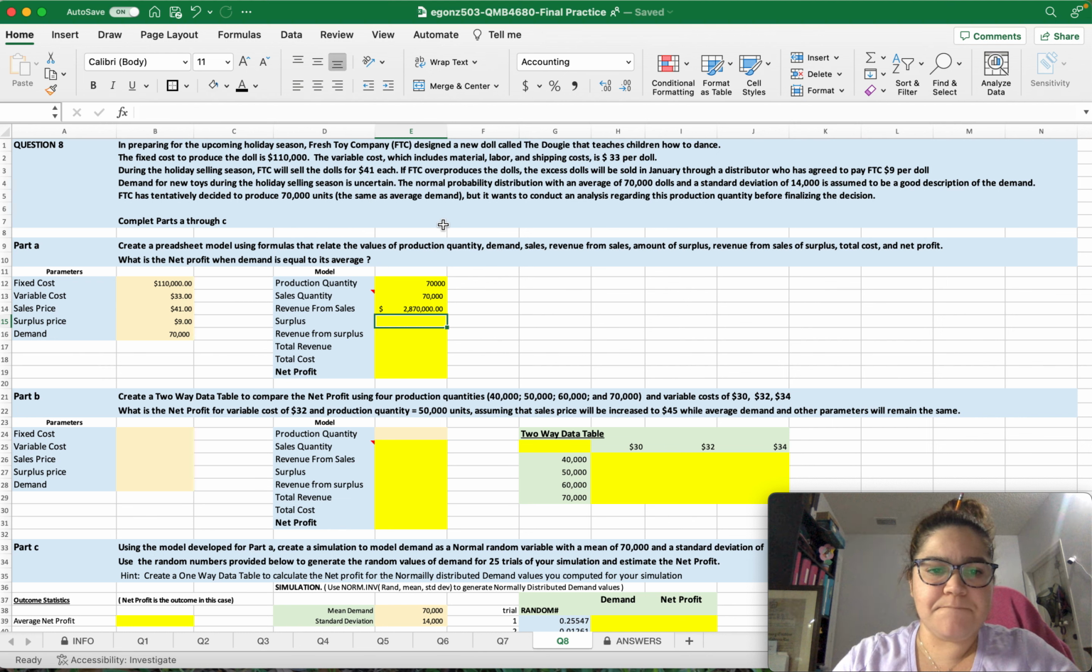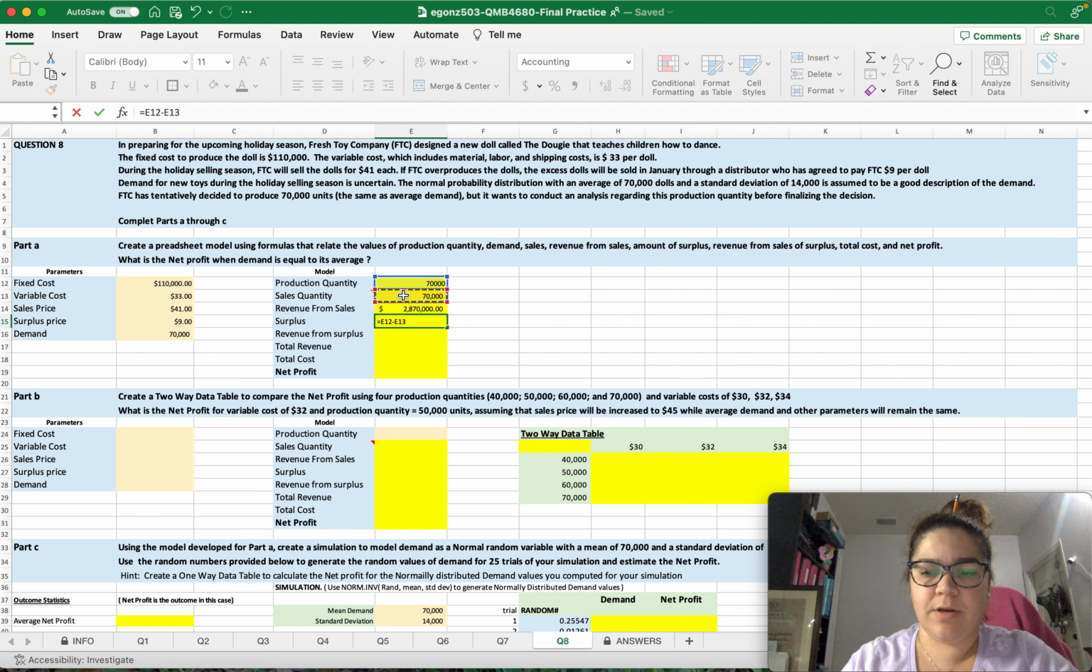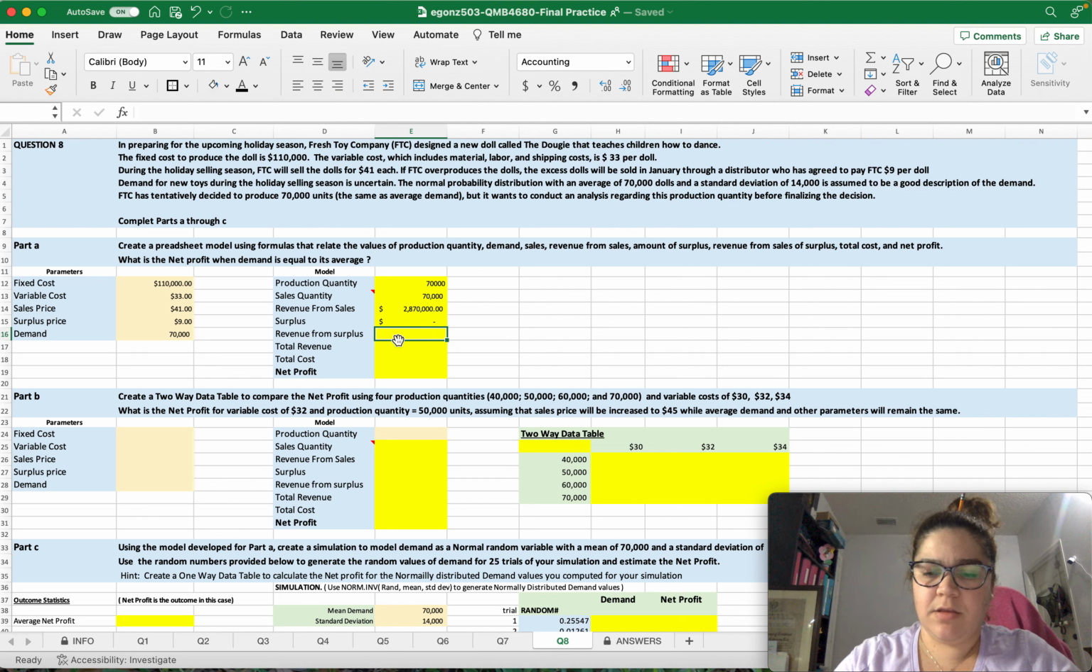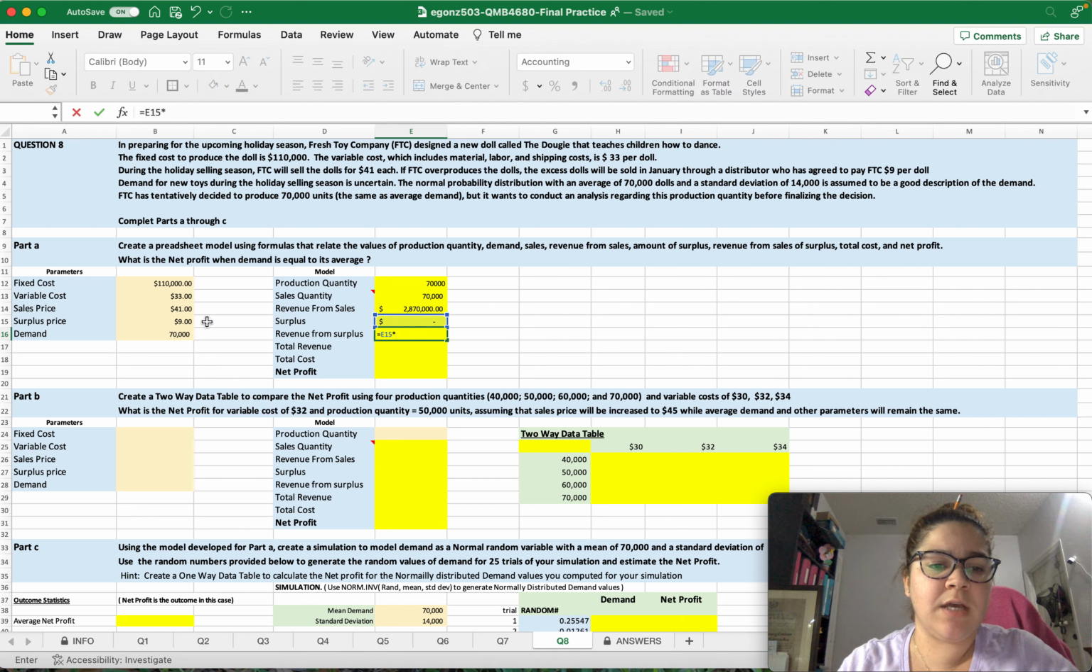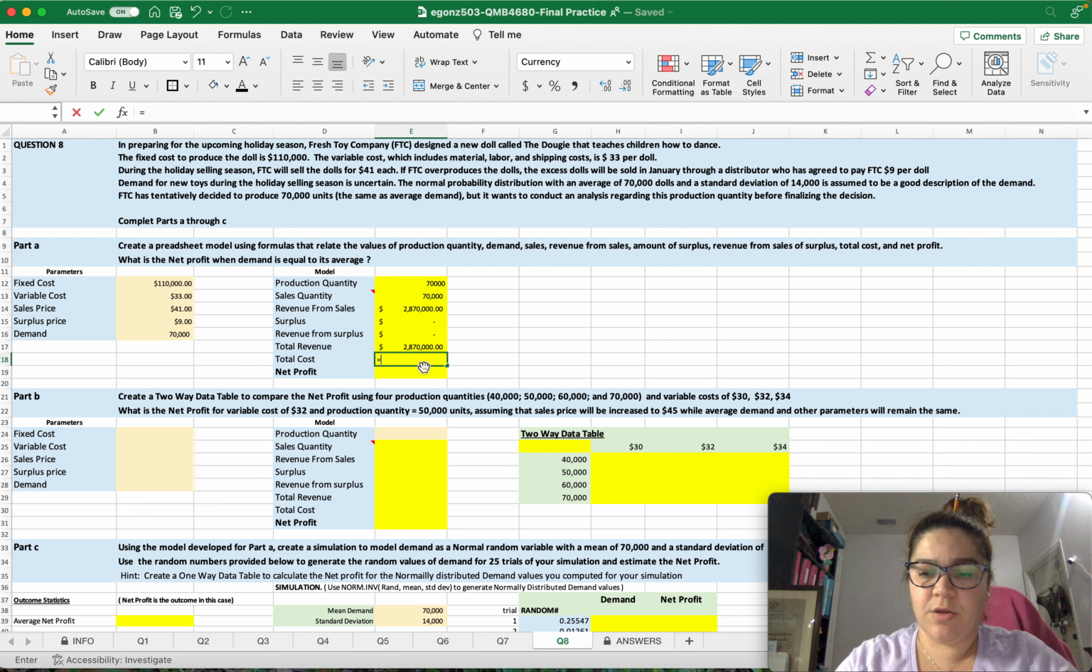Okay. The surplus is going to be the difference between the production quantity and the sales quantity. So it's going to be that. Any revenue from surplus will be whatever we sell out of surplus times the surplus price. Total revenue is going to be my revenue from the sales plus the revenue from the surplus, which we don't have any here.